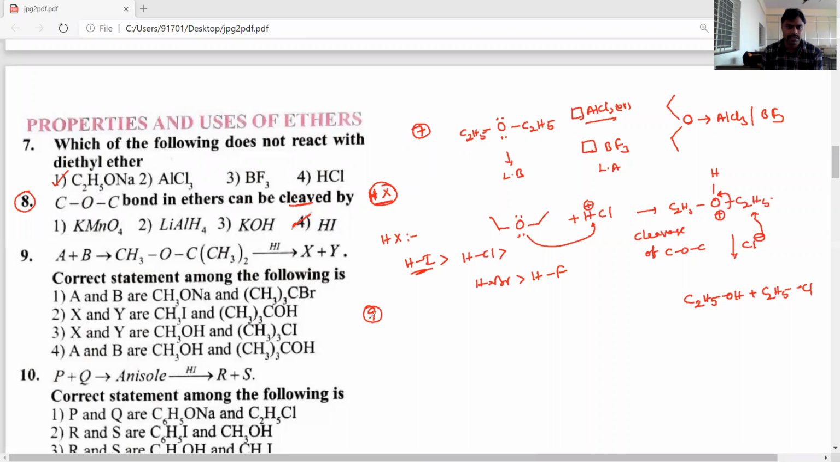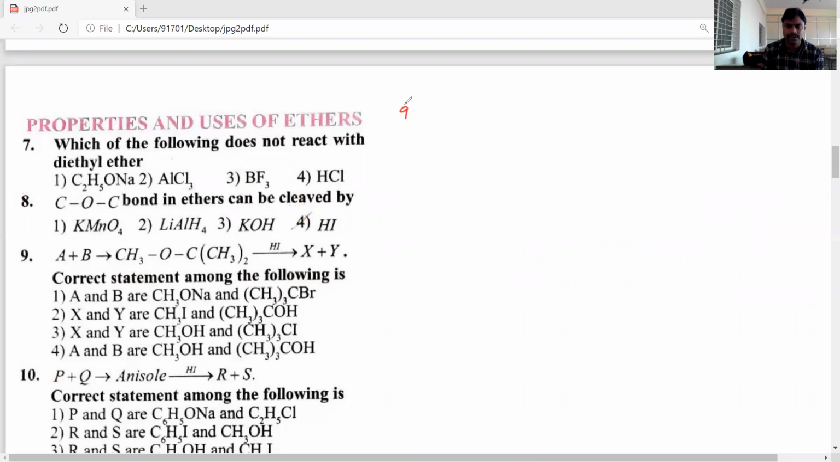Now the ninth question. Let's see the ninth question, dear students. It is very important. Conversions. A plus B is converted into one ether. That ether is cleaved with HI. And what is the product they are asking? Okay, students. Now let's see the ether first.